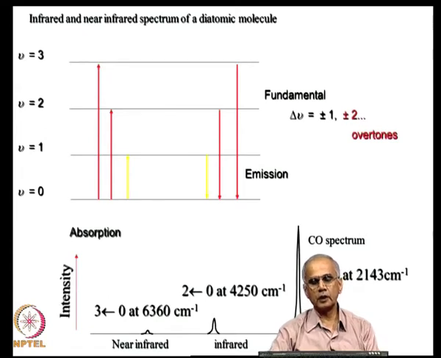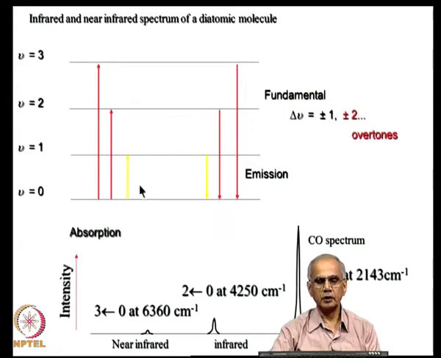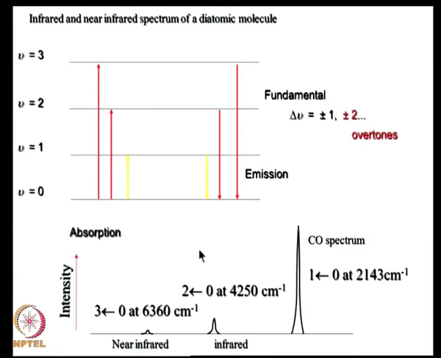Now, in addition to undergoing a vibration transition of change unity, you can also jump 2 states. They are rare, as you probably know from basic physics, that the most common transition is one in which the vibrational quantum number changes by 1, but occasionally, at high temperatures, it can also change by 2 or by 3. These are called overtones. They are rare except at high temperatures.